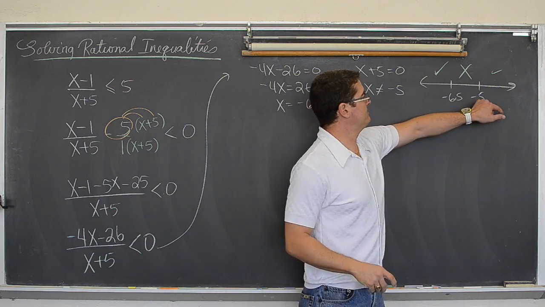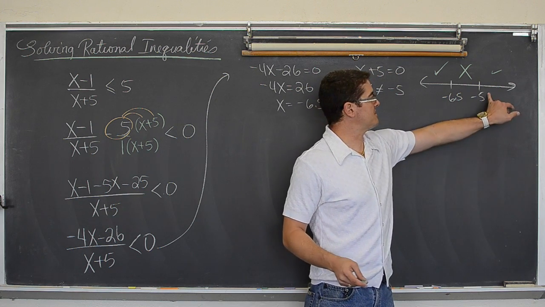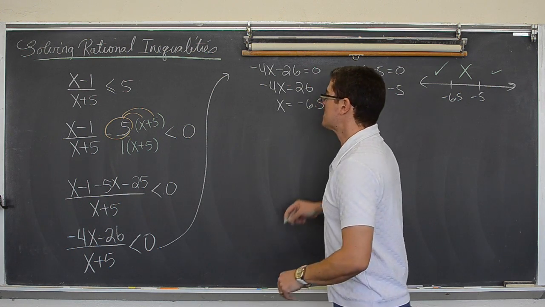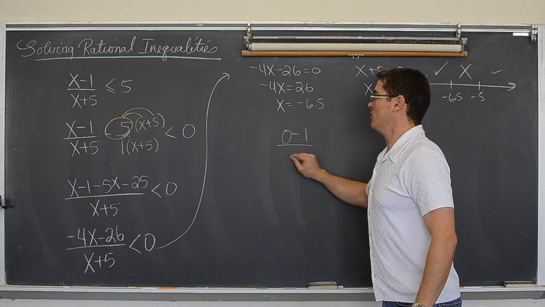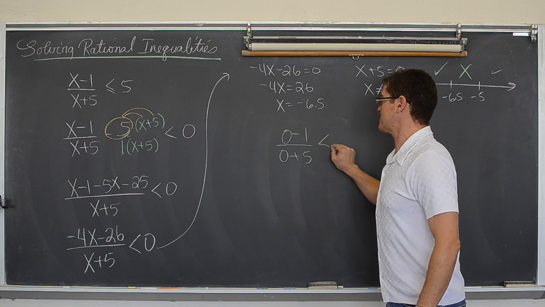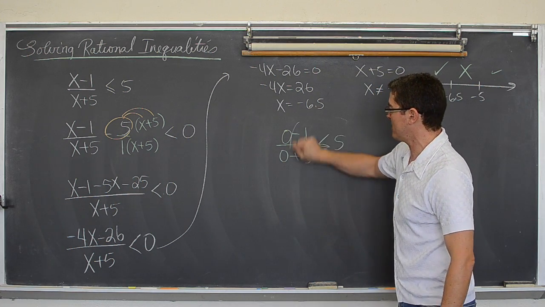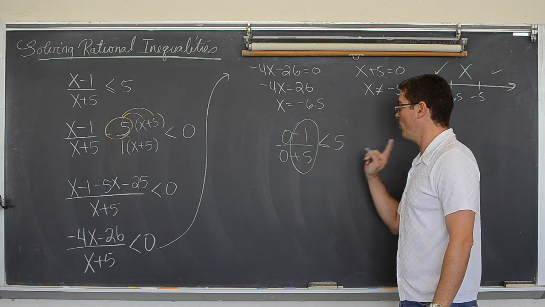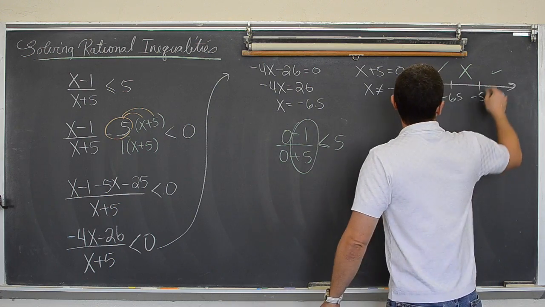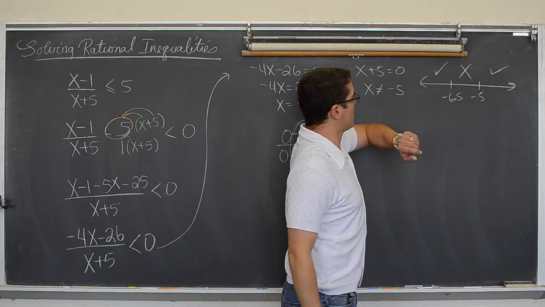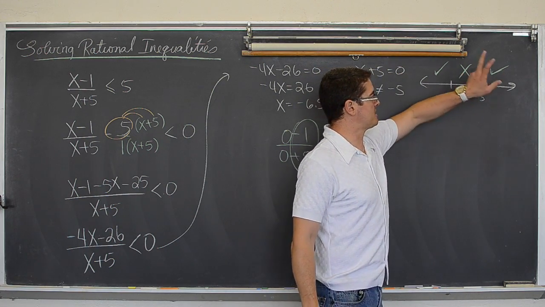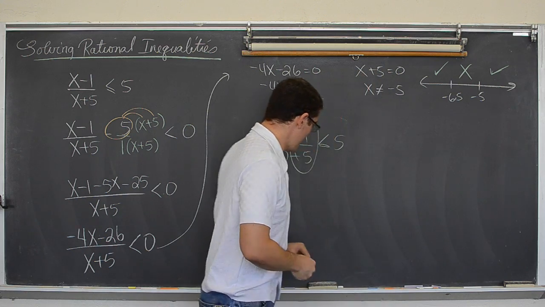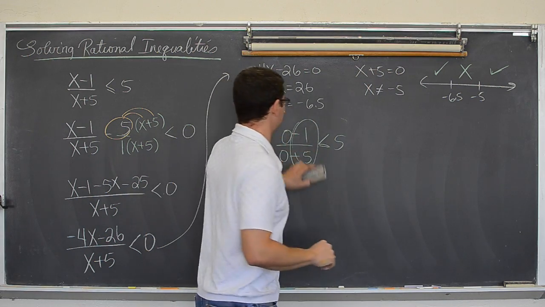So let's try 0. That's easy. That 0 is bigger than negative 5. So 0 minus 1 over 0 plus 5 is less than or equal to 5. And the last time I looked, negative 1/5 was less than 5. Great. So the small interval worked, the middle interval did not, and the one on the right worked. Woo! We are so close to the answer.